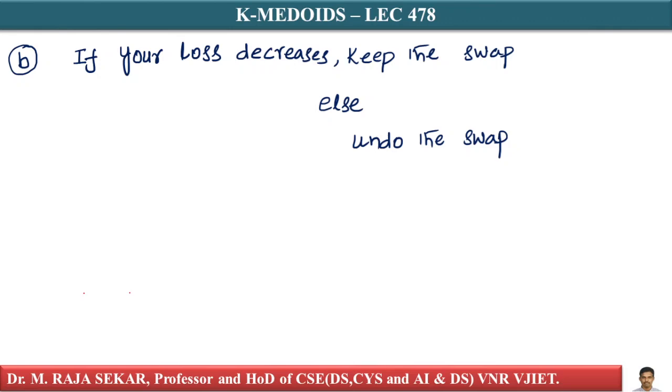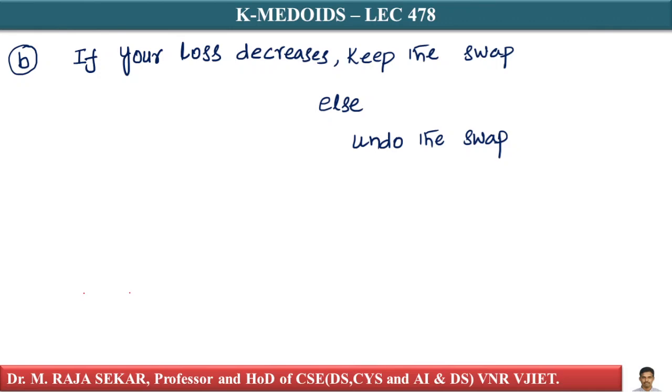When you swap it, what you have to check for is if your loss decreases, keep the swap, else undo the swap. So a big question could be, what is the loss? What is the loss function in k-means? What is it that you are trying to minimize in k-means?